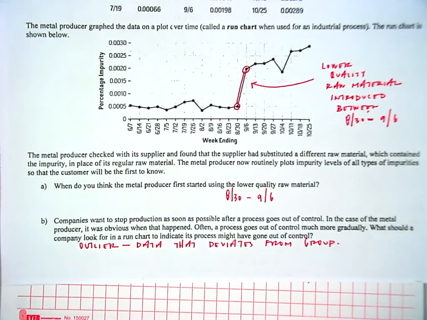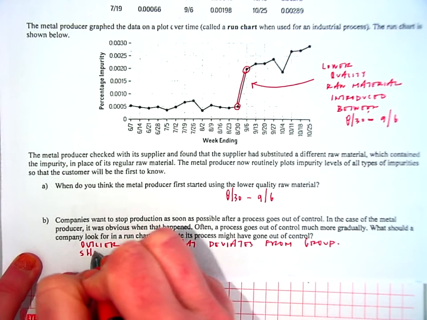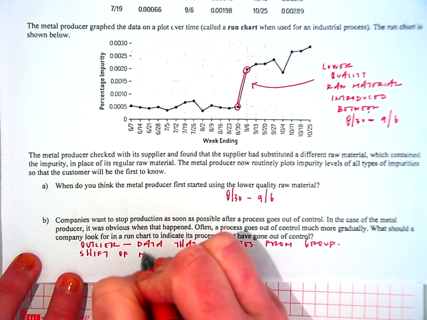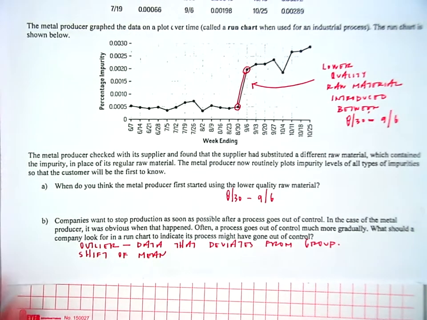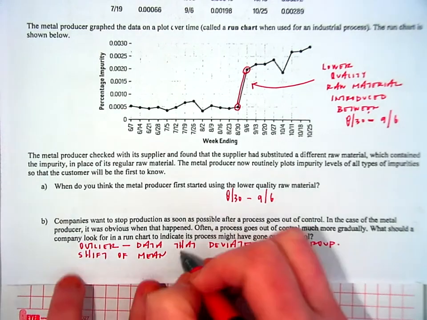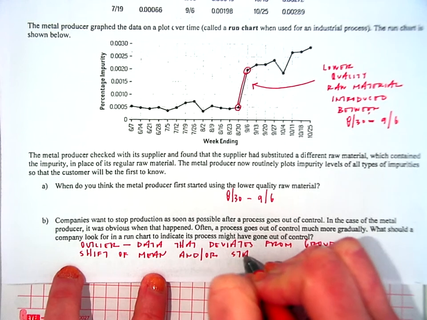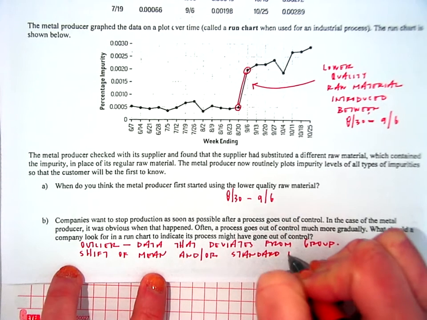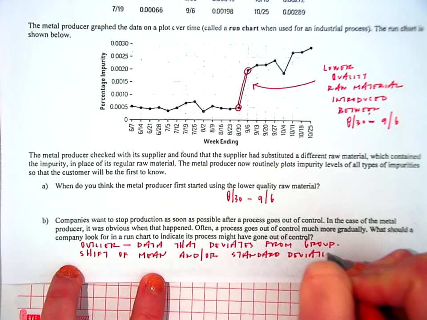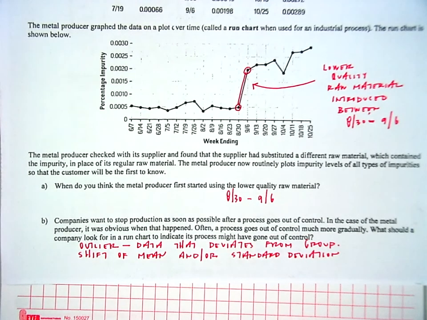Okay, so it could be one singular data point that just doesn't make sense. We could also see a shift of mean. So our center line seems to be shifting upwards, or it could be downwards. But it could also be a shift of standard deviation. So a shift of mean, we're saying that gradually over time, we are seeing a shift upwards or downwards.